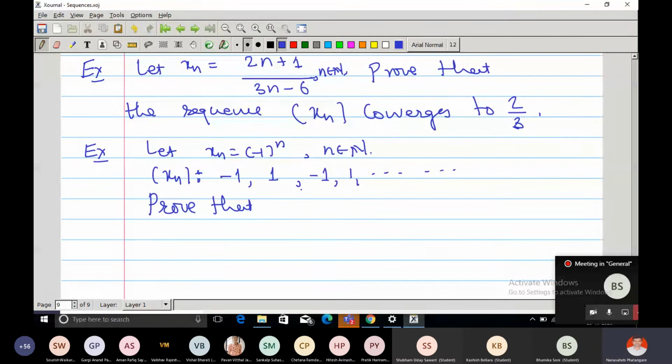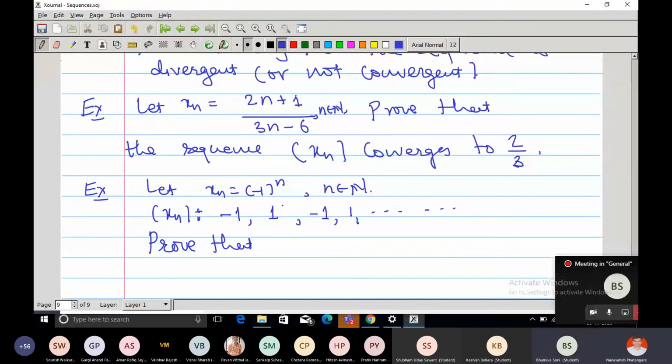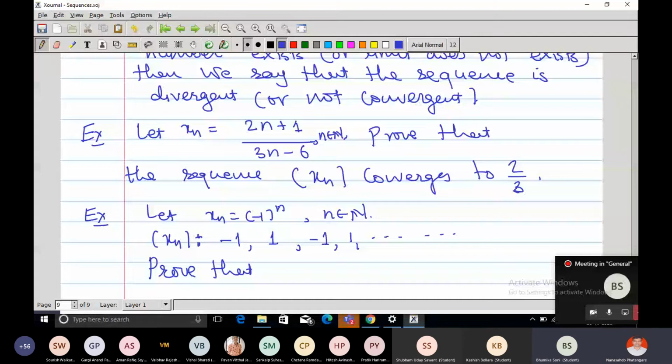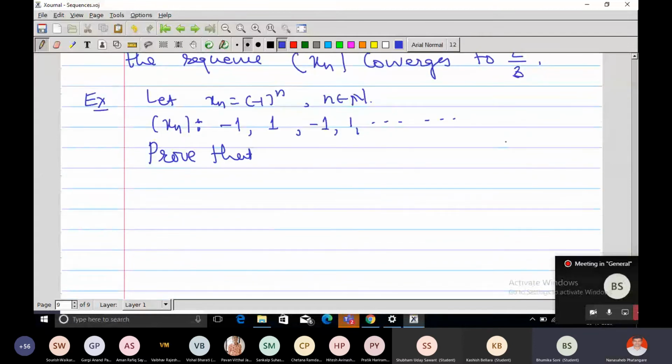Now, if you look at the terms of this sequence, where are these terms tending? Are these terms going to settle at a particular point? If you look at the sequence 1 by n, then what is going to happen? 1, 1 by 2, 1 by 3, 1 by 4, 1 by 5, and these terms are going to settle at 0. In the 1 by n case, the terms settle at 0, and therefore we prove that the limit is 0.